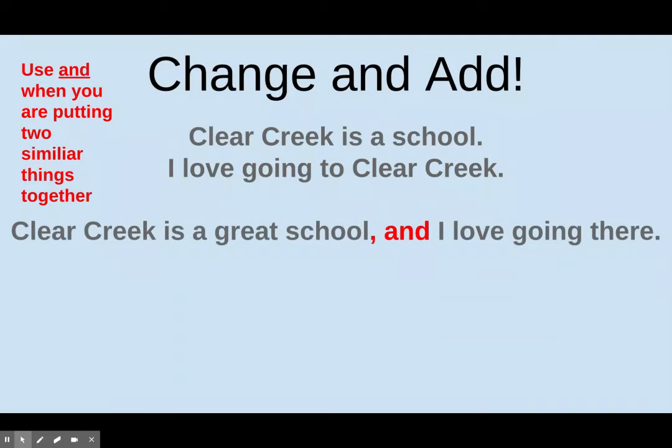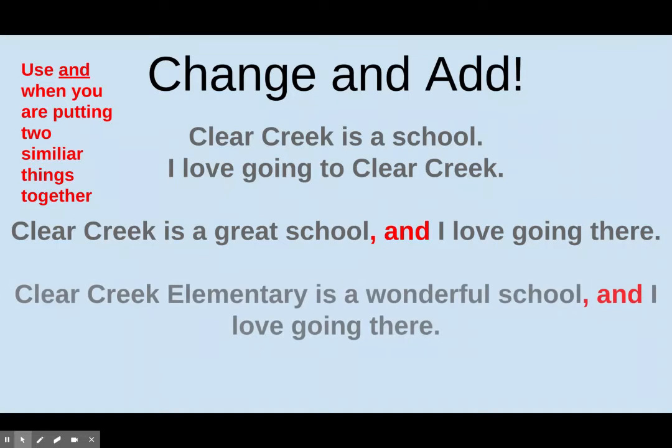Clear Creek is, now this is where I add the adjective. A great school, and I love going there. I might change it a little bit better. Clear Creek Elementary is a wonderful school, and I love going there. So do you notice how I went up in a degree, great to wonderful? I could have said even more. Clear Creek is a marvelous school, and I love going there.